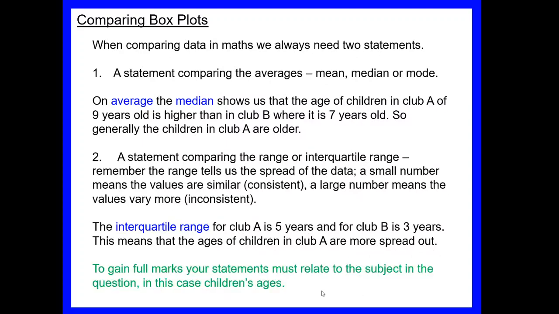So to get full marks, your statements must relate to the subject in question, so in this case children's ages. So what that means is those final bits of the statement, the bit here where it says so generally the children in Club A are older, and here where it says this means the ages of children in Club A are more spread out. So I've related the data that I've got to the problem. If I were to just say the median was 9 years and 7 years and that the interquartile range were 5 years and 3 years, I wouldn't get all of the marks for this question because I've not then explained what that's actually telling us.